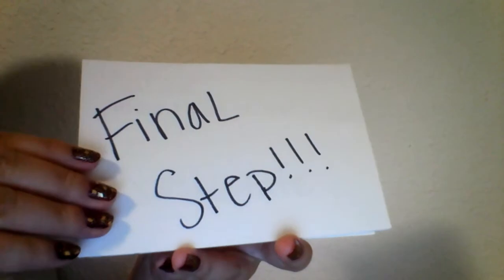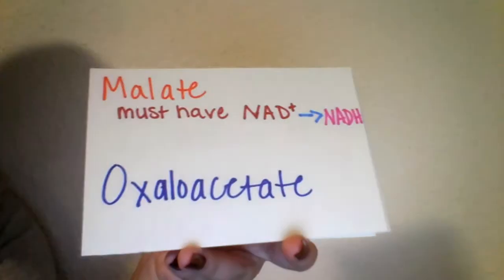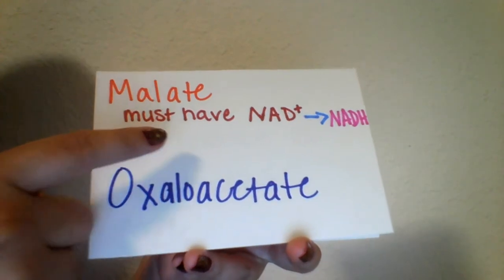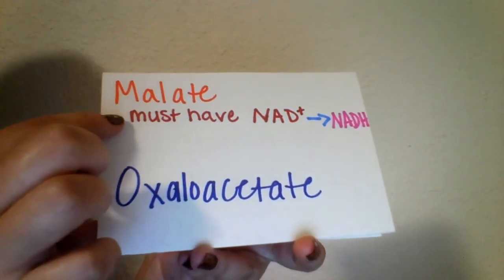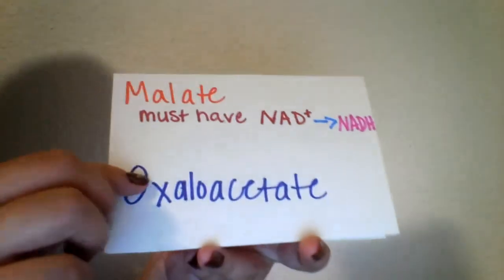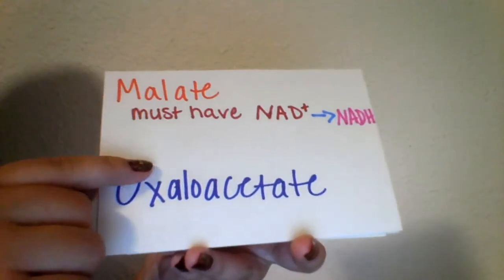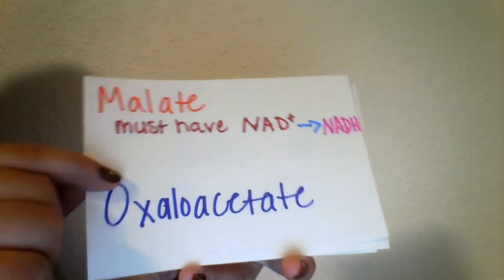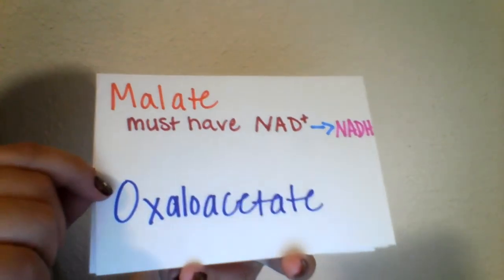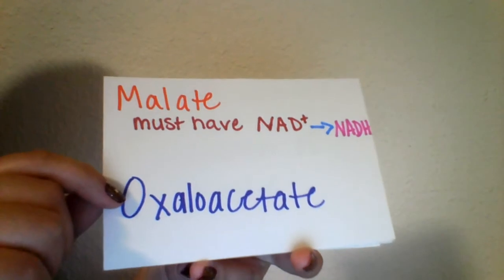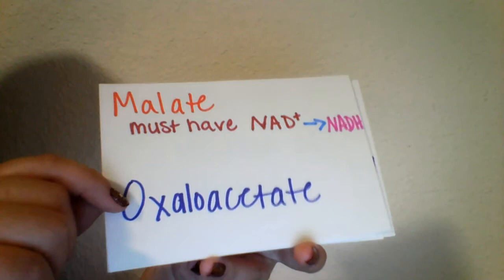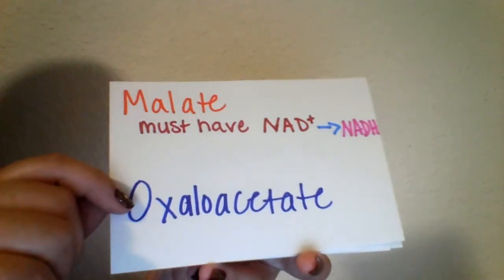Malic acid is important in the final step, which is NAD dependent. The malate must have NAD in order for the next process to begin. The NAD gets reduced into NADH, which releases oxaloacetate, which, if you recall, was necessary to form citric acid in the very beginning with that first acetyl-CoA that you made.